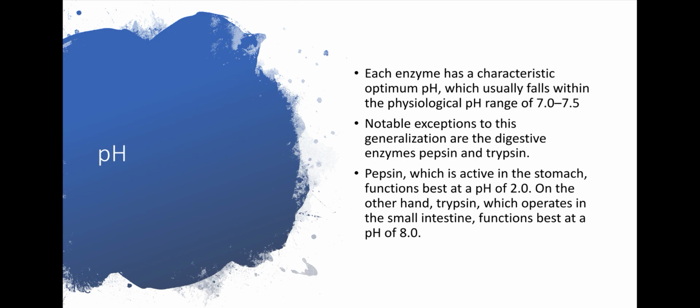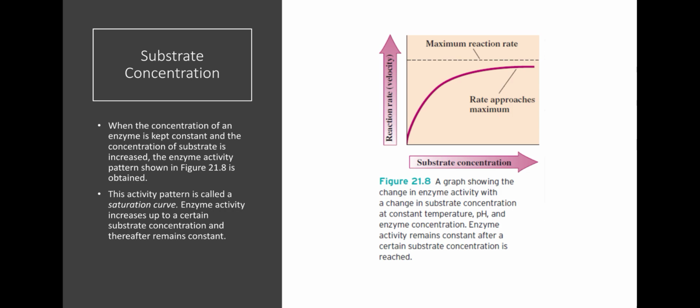Just like in the nomenclature system, digestive enzymes are also exceptions in this condition. Pepsin, the active digestive enzyme in the stomach, functions best at a pH of 2.0. On the other hand, the enzyme trypsin, which operates in the small intestine, functions best at a pH of 8.0.